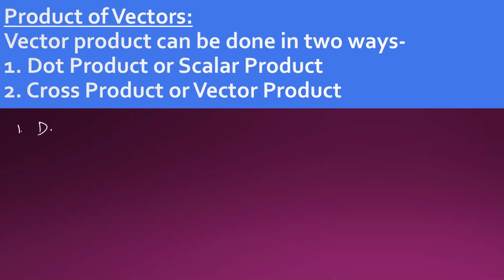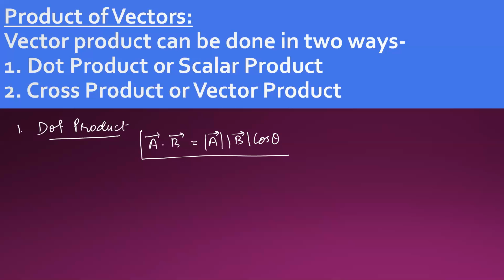Suppose we are having two vectors and I have to do the dot product of those two vectors. So A vector dot B vector will be equal to mod of A vector, mod of B vector, cos theta. This is the formula to find the dot product of two given vectors. What is the dot product? If I multiply any two vectors with the help of a dot, I get a scalar quantity. That is why it is also called the scalar product.